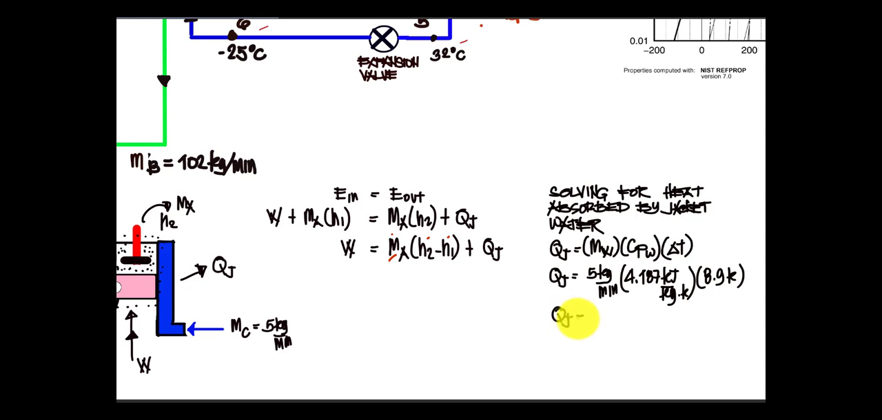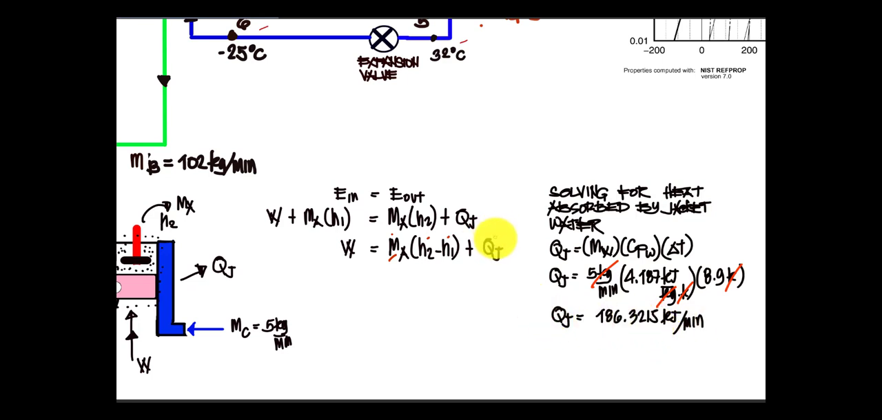So we have the jacket water heat equal to 186.3215. The units will be cancelled out: the kilogram cancels out and the Kelvin cancels out, so that will be kilojoule per minute. So that is the unit of heat.